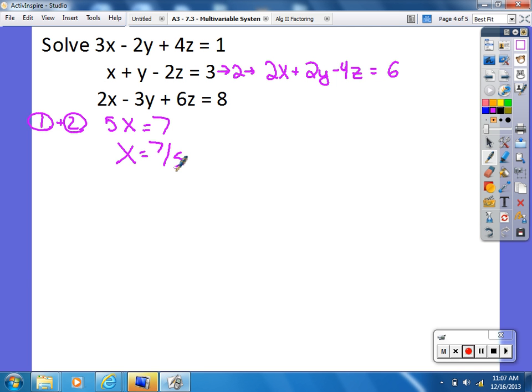I hate fractions already. Not yet. Okay. So now I need to eliminate either y or z. What do you want to do? Get rid of y? If I multiply this by 3, well, those will all cancel, won't they? That doesn't help me, does it? It just gets me the letter x again.